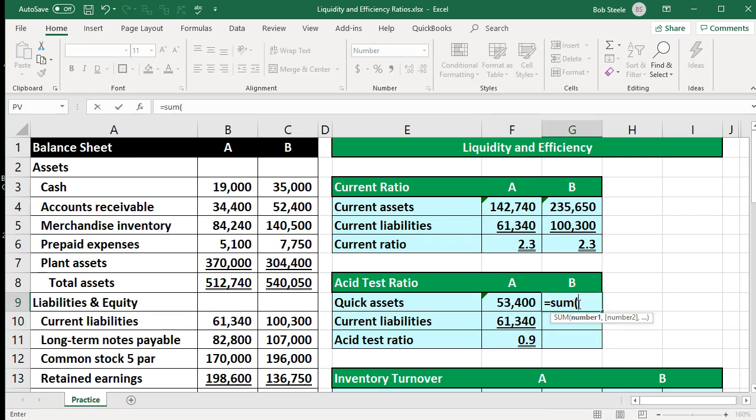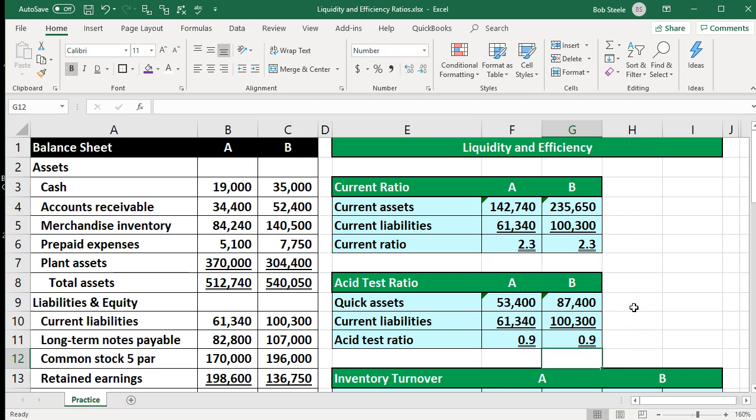B equals the sum on the current assets. We're going to sum up the cash, 35,000, and the 52,400, the accounts receivable, and that's it. And then on the liabilities side, this is equal to the current liabilities, 100,300. Then we'll divide these two out. This is equal to the 87,400 quick assets divided by the current liabilities, 100,300. That's going to be the 0.9. And again, drastically different numbers here, but the ratio between the two, much the same. How many times can we pay off the current liabilities with the quick, more stringent type of assets?